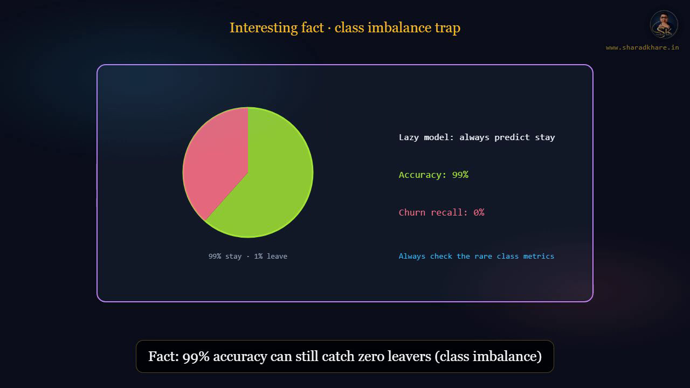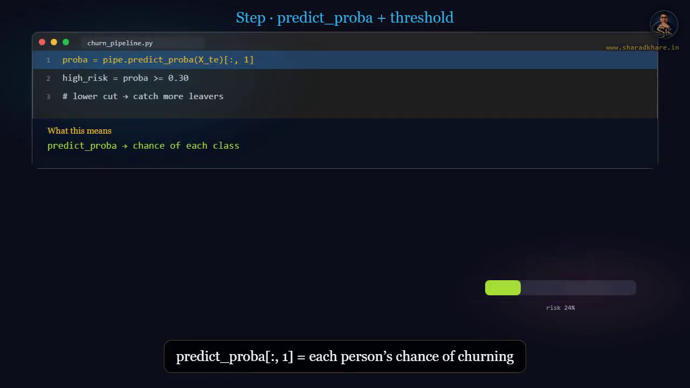Do not only glance at accuracy. Look at the row for class 1. That is your churn precision and recall. Useful fact. If only 1% of customers churn, a lazy model that always says stay can look 99% accurate while catching 0 leavers. That trap is called class imbalance. So ask the real question. Did we catch the people who actually left?